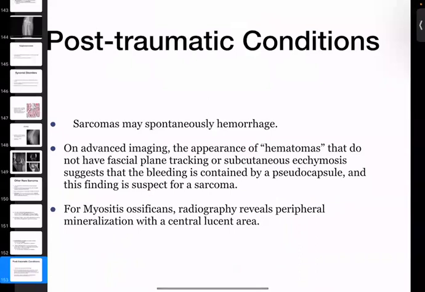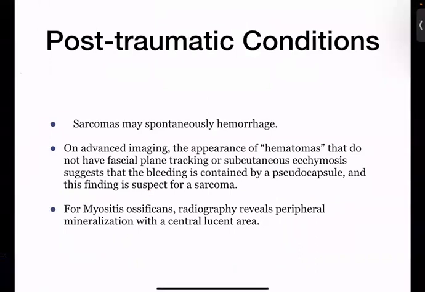Okay, on advanced imaging, hematomas that do not have fascial plane tracking or subcutaneous ecchymosis. Usually when a person gets hurt or hit, what happens? Contusion, bruising, ecchymosis. So this is a normal response. But sometimes the patient does not have ecchymosis or bruising, and he has hemorrhaging, but it's only seen on the MRI, for example. And a large mass hemorrhaging inside the tumor, and it's not tracking outside of the muscles.